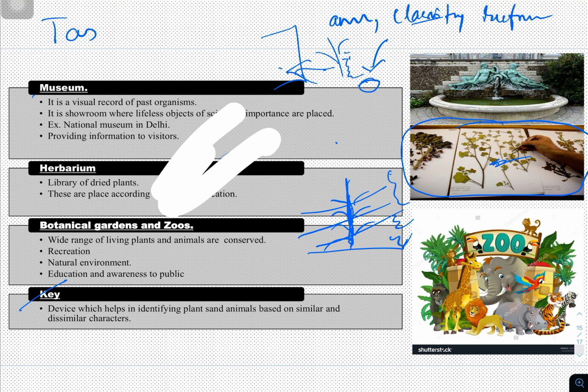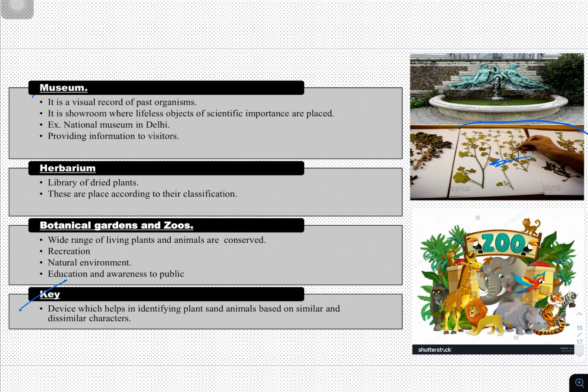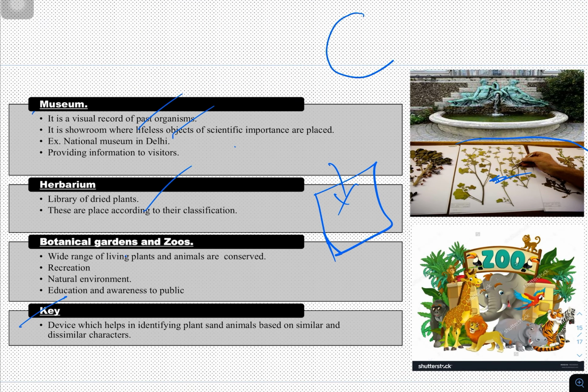Next one is botanical gardens and zoos. Botanical gardens and zoos are the places where living organisms are placed. This is very, very important. In museums and herbarium, lifeless objects are placed, whereas in botanical gardens, live specimens or live organisms are placed. Living plants and living organisms are conserved. Conserved means they are protected in their new habitat. Why? Because they were growing elsewhere but have been brought to some other place, which is not their original place, and they are being protected there.